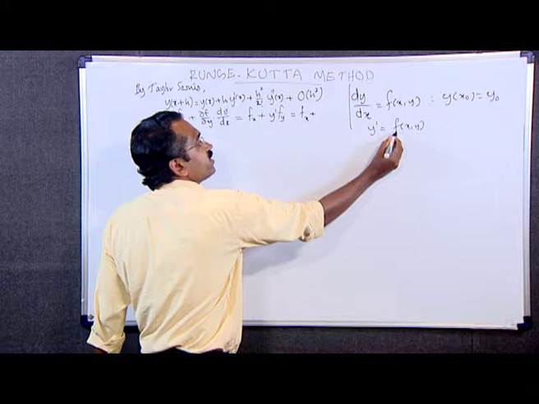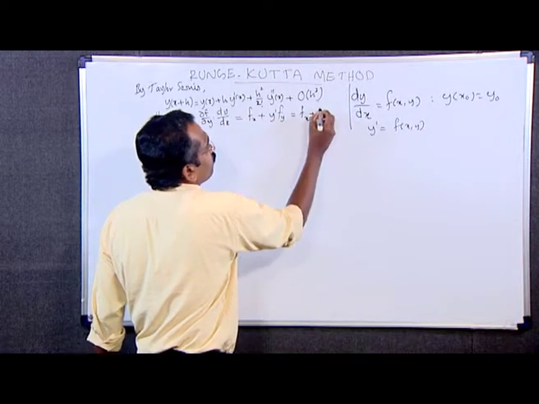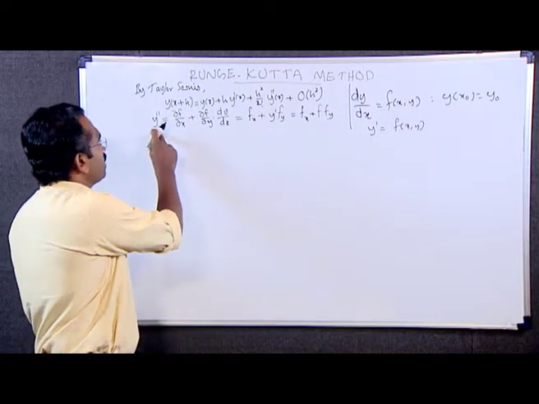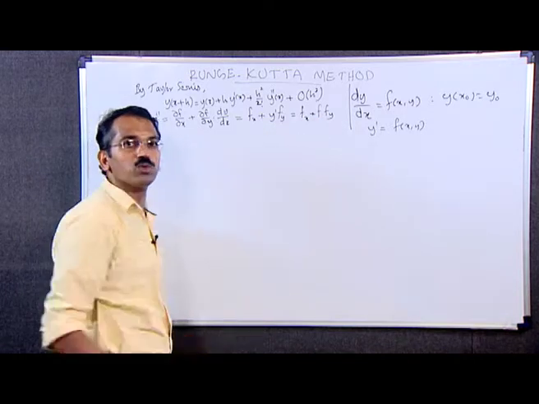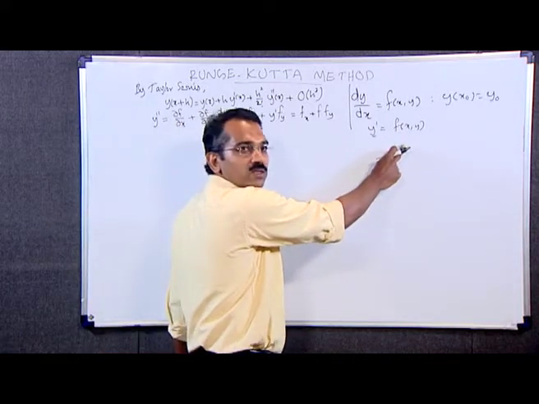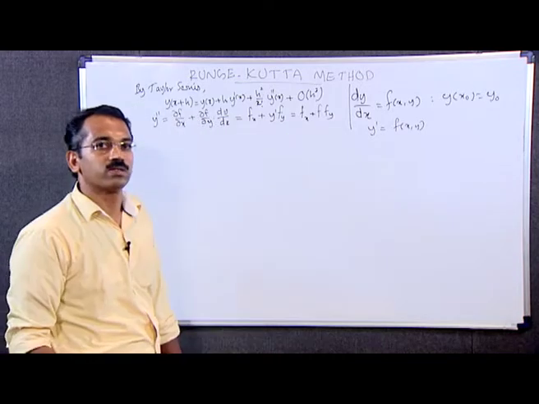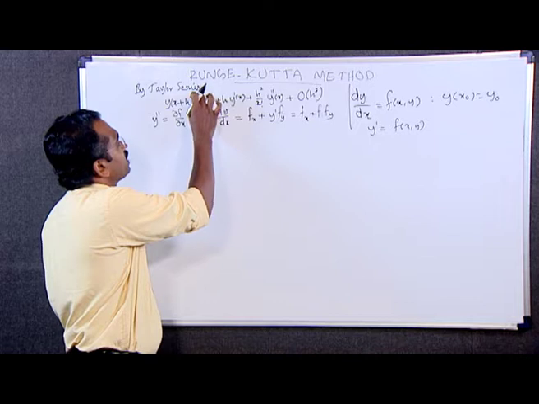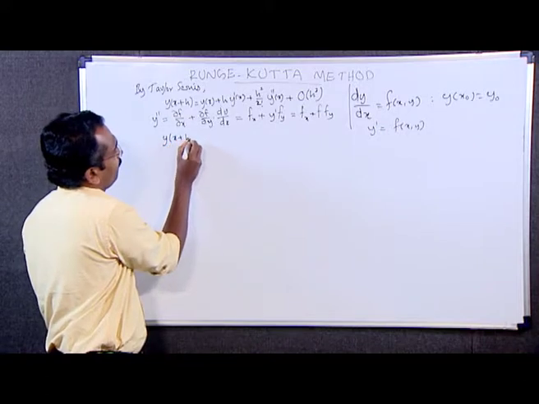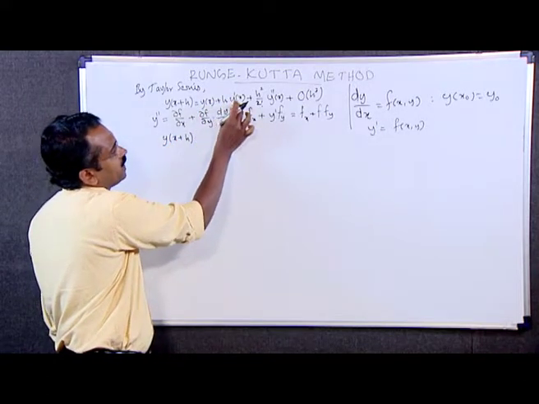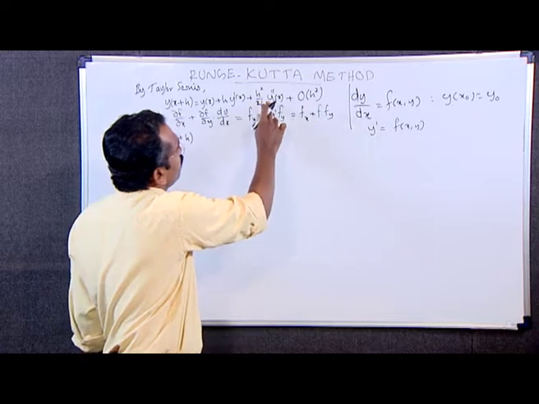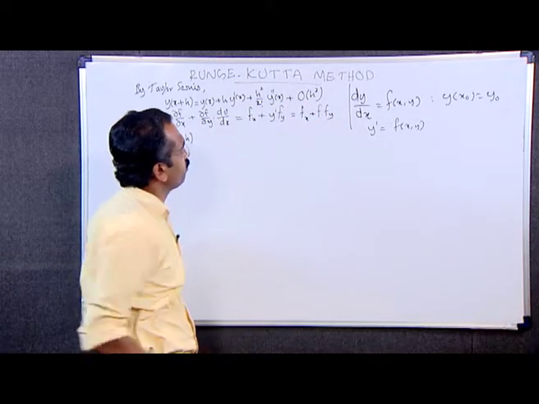For convenience, we write f for f of x y. So y dash is f, and y double dash is equal to f x plus f into f y. Using the value of y dash and this y double dash, we can write this expression as y of x plus h is equal to y of x plus h into y dash of x. We use y dash of x is equal to f of x y and y double dash of x is equal to f x plus f into f y here.